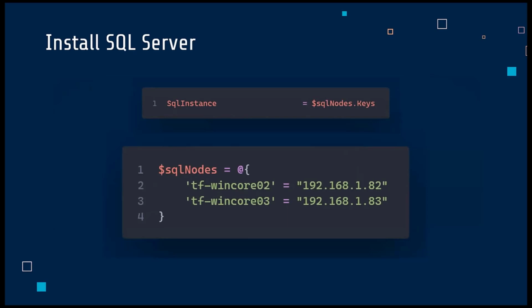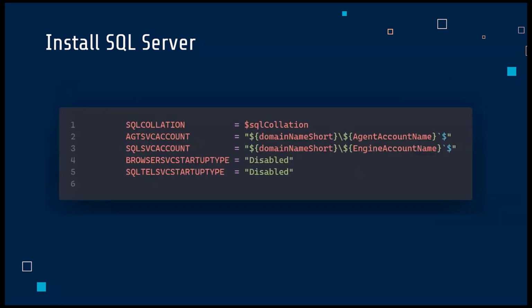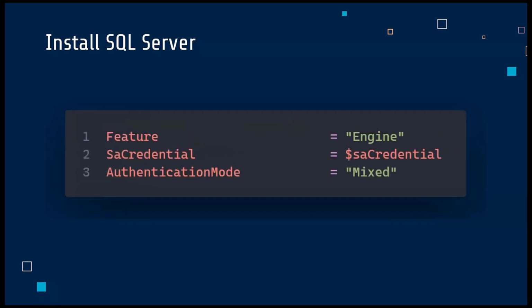Note that for the SQL instance, I'm going to use an object that's going to expand to the two nodes. So that's how dbatools will know, and it will install the SQL on both of those nodes. That's going to be done in parallel, for example. I also specify the collation and the accounts that I want to use for the SQL engine and for SQL agent services. I choose to install only the engine feature and use the mixed mode authentication in this case.